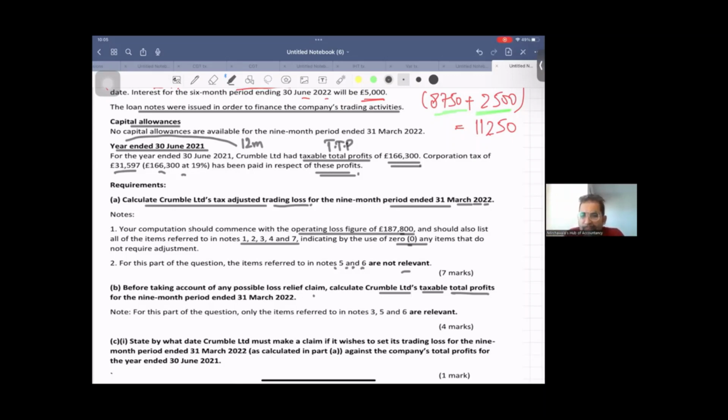So in B requirement, you have to make that column, but they are saying before taking account for any possible loss relief claim. So my dear student, no need to set off any loss in requirement B.